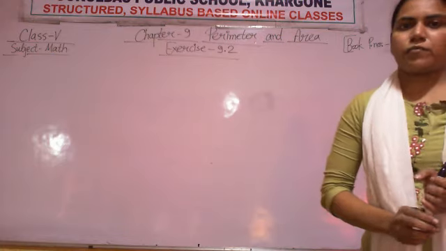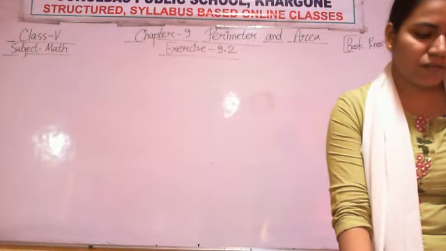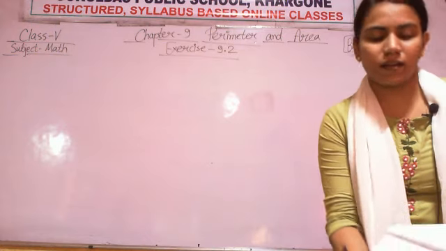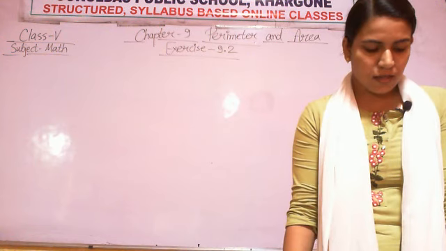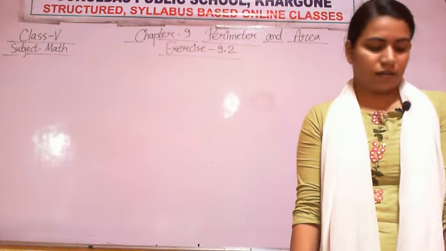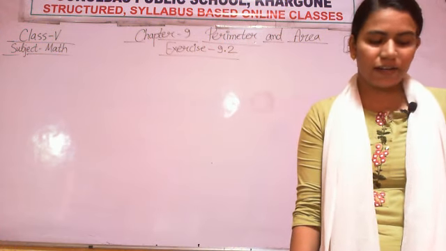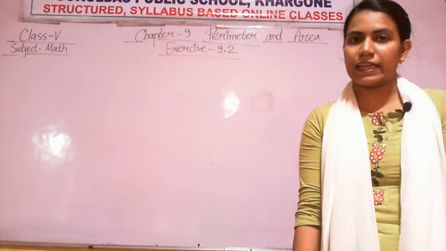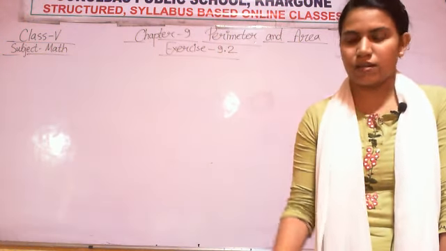Next question is a word problem, so read the word problem carefully. Question number 3. What will be the area of a bed whose length is 4.7 meter and breadth is 3.2 meter? What will be the area? What do we need to find here? We are going to find area. And what is given? Length is given and breadth is given.